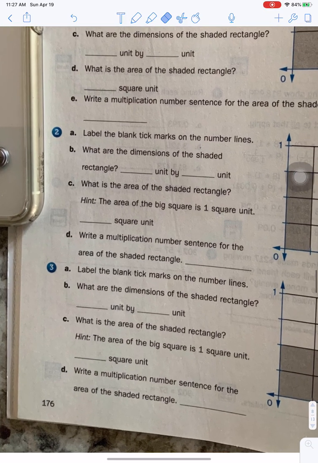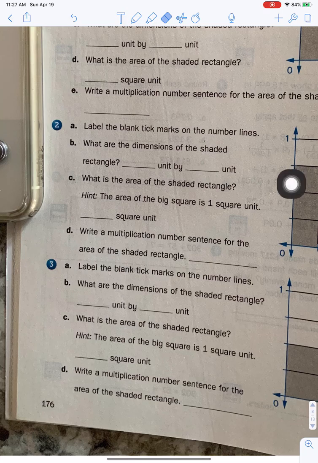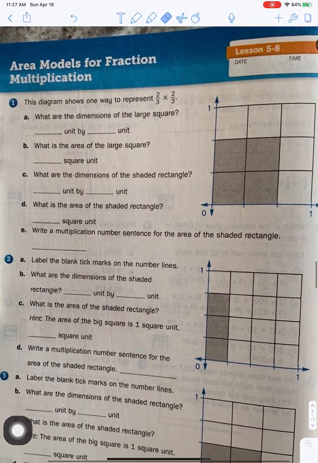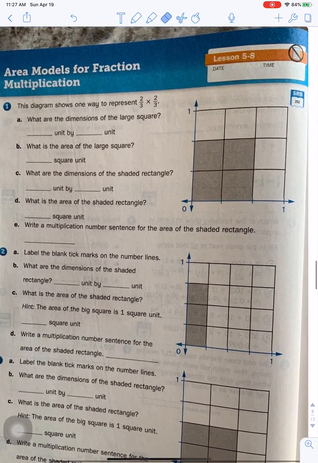Everyone, for today, you can turn to your math journal page 176. On page 176, we're going to start by looking at the diagram up at the top for number 1. This diagram shows one way to represent 2/3 times 2/3. Notice that there are 3 sections going down and 3 sections going across.